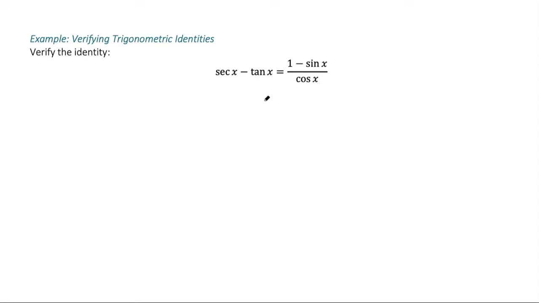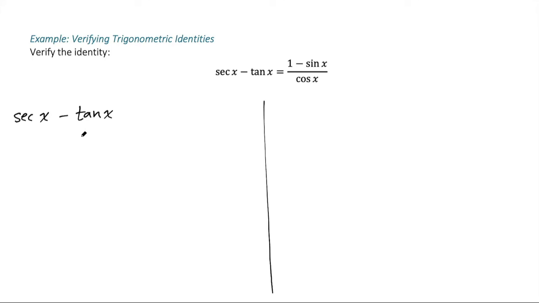For the sake of this example, I'm actually going to do two approaches. I'm going to start with each side of the equation. For my first one, I'm just going to start with the left side, secant of x minus tangent of x, and I want to work my way to 1 minus sine of x over cosine of x. When I look at this, I don't really see any possible way to factor it. I don't see any identities that I already know.